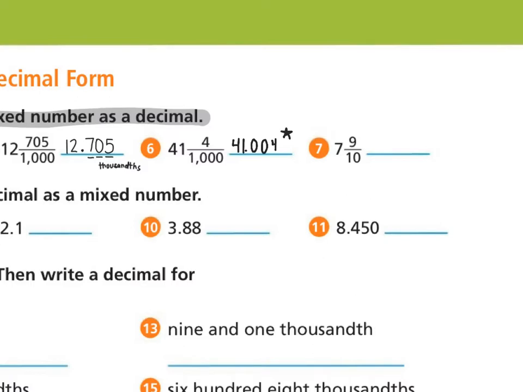Now let's try number 7. If you read number 7 correctly, you should have read 7 and 9/10ths. 7 is my whole number and represents my decimal. Do I have any tenths? Oh wait, yes I do. I've got 9/10ths, so I'm going to put 9 in my 10th spot.